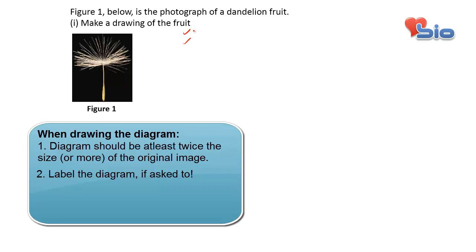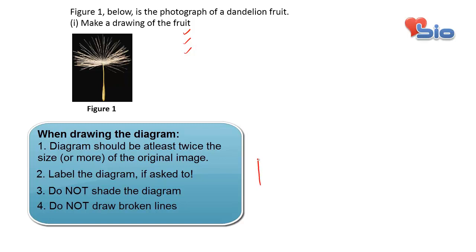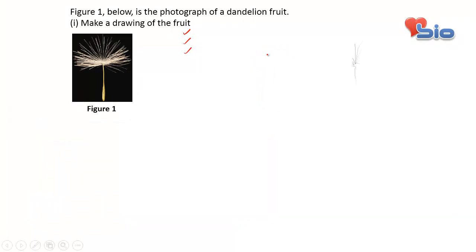Okay, so again, remember, number one, make the diagram nice and large. Number two, check if labeling is required. And number three, do not shade the diagram and draw it with plain, simple lines, somewhat like this. It should appear somewhat like this. Plain, simple lines, as against feathery lines. You should not draw something like this. I hope you're getting the point. For now, imagine this is my drawing. Of course, that's more of a scribble, but let's imagine that's the drawing of the fruit.